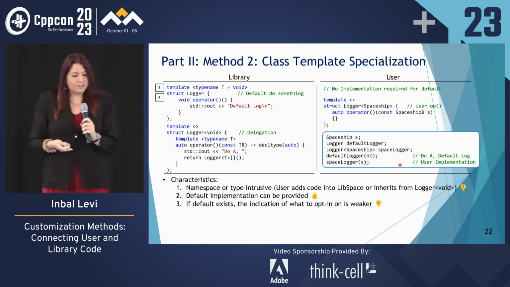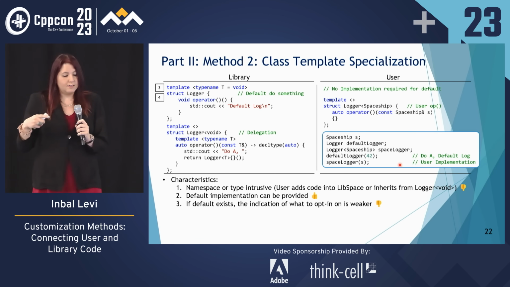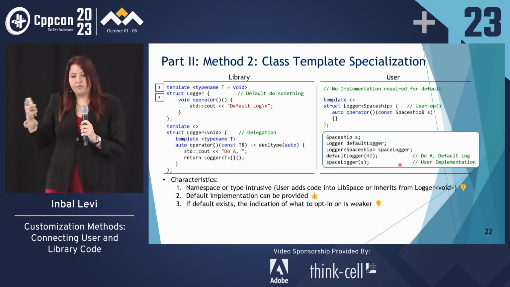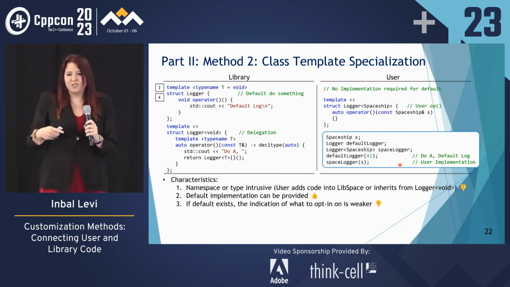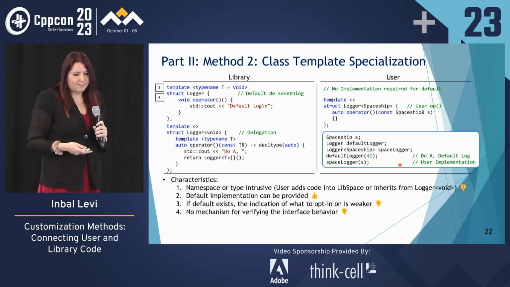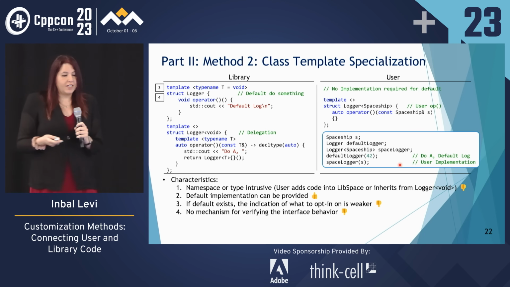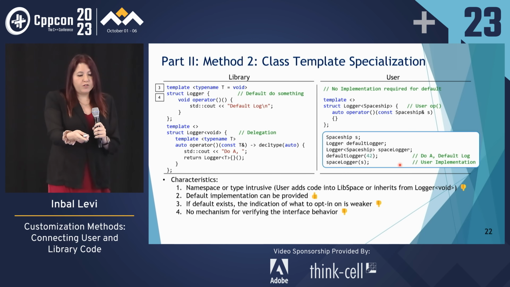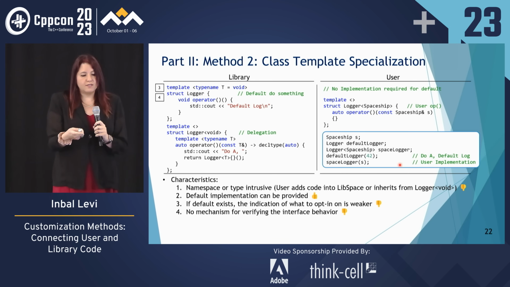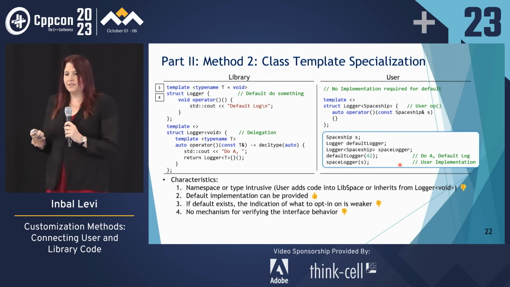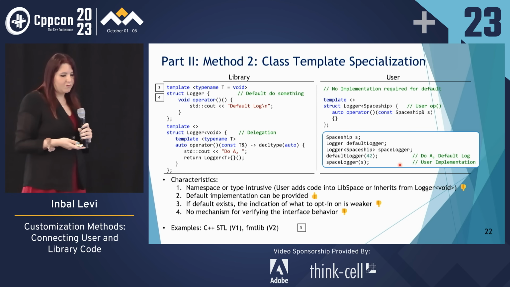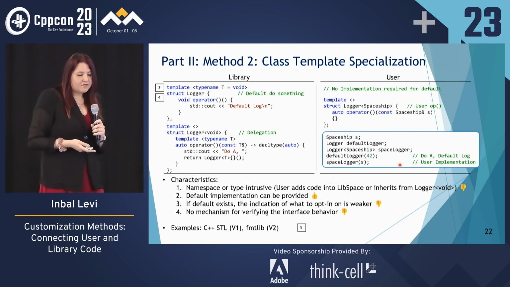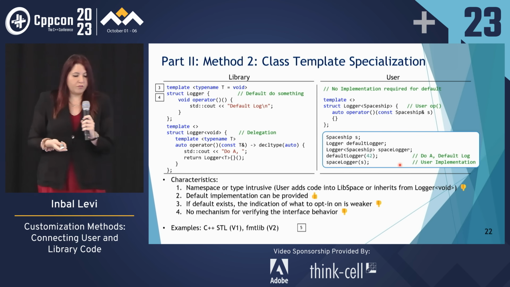If defaults exist, it's kind of hard to prevent the user from overriding it, but it still can be provided. And there's no mechanism for verifying the interface behavior. So if I provided something that doesn't implement the functions that I need, it's limited. But this is exactly what we see in the standard library.